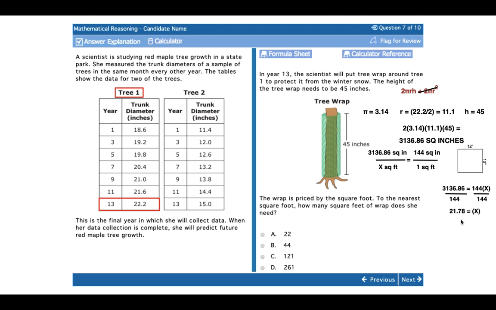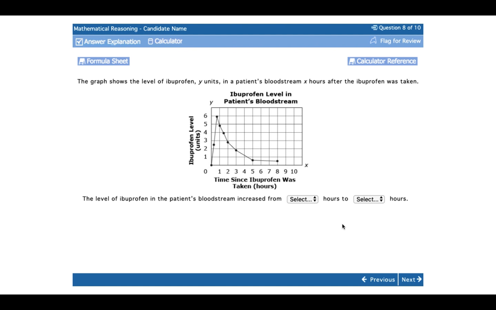I hope you would have skipped this one, and you're just trying to solve this at the end, because if you're wasting your time in the middle of the test, you're going to miss out on focusing on some really easy questions, or easier. Nothing in math is really easy, if you ask me. All right, 21.78, we want it to the nearest square foot. The answer is A.